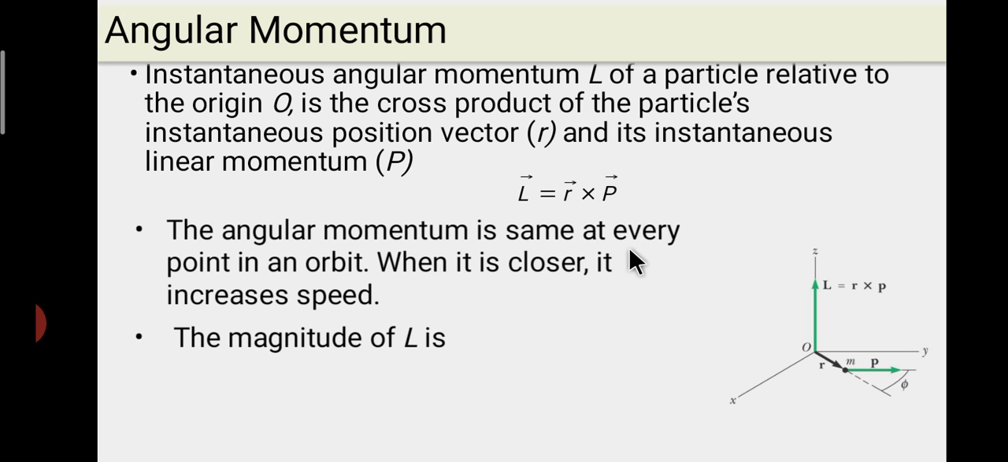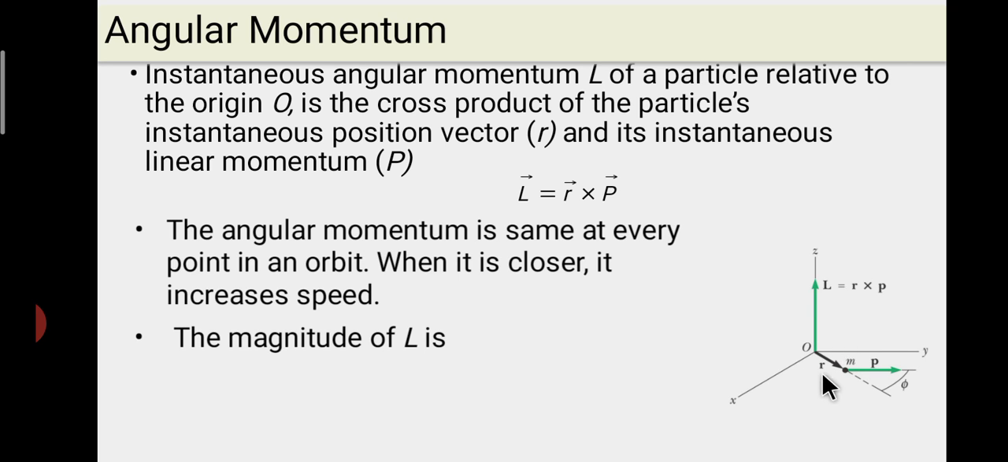In another way, we can define it as: the instantaneous angular momentum L of a particle relative to the origin is the cross product of the particle's instantaneous position vector and its instantaneous linear momentum. That is, L = r vector cross p vector. The angular momentum is the same at every point in an orbit. When it is closer, it increases the speed.